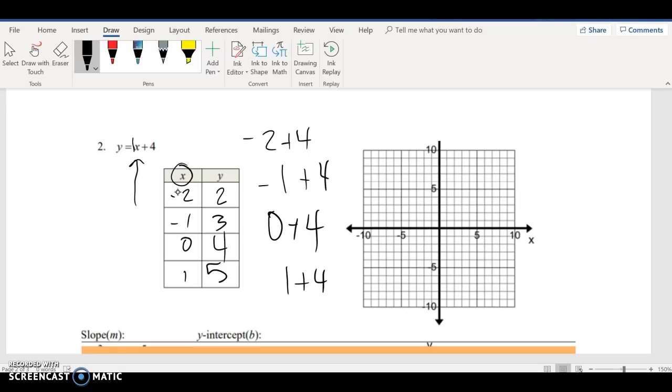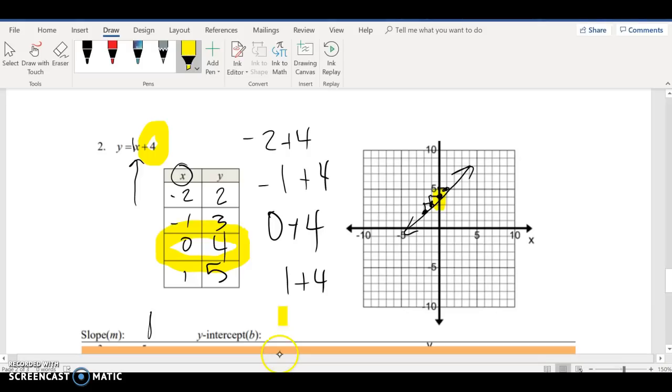So if I have over 2, up 2, over 1, up 3, 0, 4, and 1, 5, my graph looks something like this. My slope, well, we just said that I keep going up 1, over 1, up 1, over 1, up 1, over 1, so that means my slope is 1. What do you think my y-intercept should be? Well, there's 3 places I can find it. Right there, right here in my table, or right here on my graph. So if you said 4, you are correct.